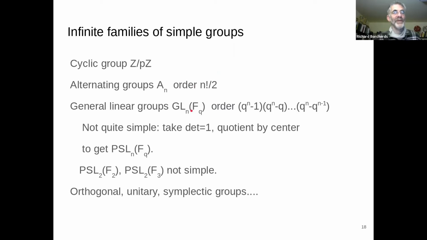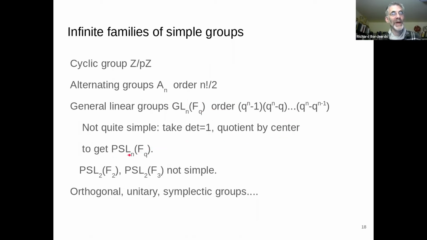Another typical family of infinite simple groups is the general linear group, at least if you ignore the fact that this isn't quite simple. The general linear group consists of all n by n matrices over F_q, which is the field of q elements, where q is a prime power. It's not difficult to work out its order. Its order is given like this. It's not quite simple because in order to get a simple group, you first have to take the subgroup of elements of determinant 1 and then quotient out by the center.